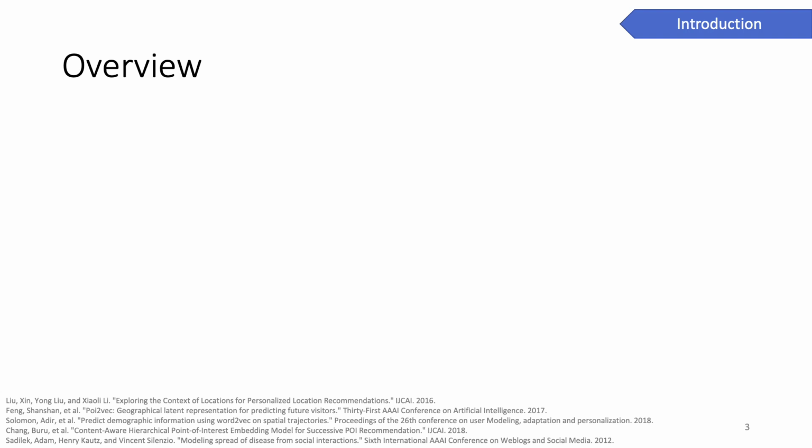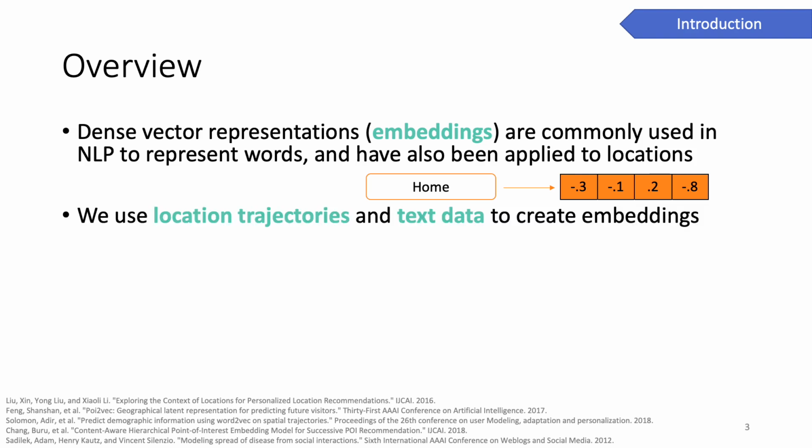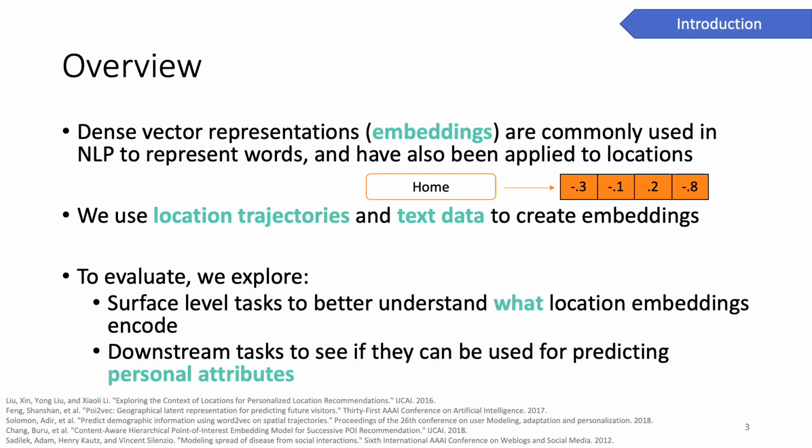Now I'm going to give an overview of our work. Dense vector representations, or embeddings, are commonly used in NLP to represent words, and they have also been applied to locations. For example, I could create an embedding for my home. We use location trajectories and text data to create embeddings. And to evaluate those embeddings, we explore two different types of tasks. First, surface level tasks to better understand what location embeddings are encoding, and then downstream tasks to see if they can be used for predicting personal attributes.